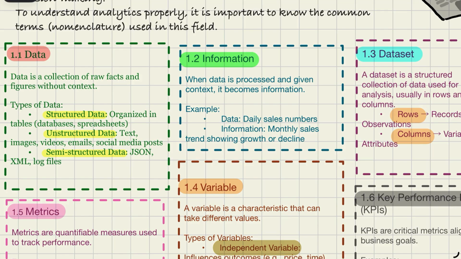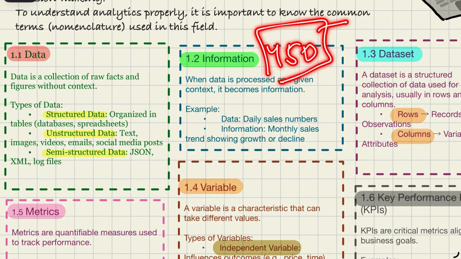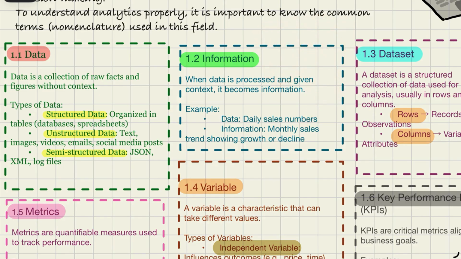Then what is information, right? Information is when data has been processed, structured, or given a context. For example, you just see the number 450, but information would be that 450 items had been sold this month, which led to a spike in sales. So this is what information is. We get to know the context of what our data is trying to tell, right?